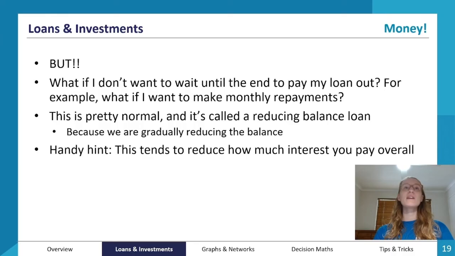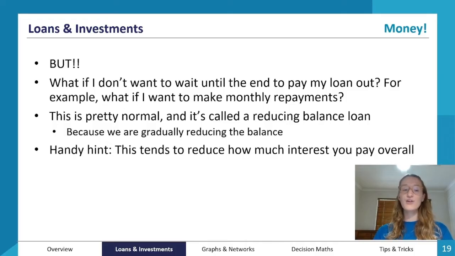But, so we've been talking about compound interest, but what if we don't want to wait until the end to pay my loan out? We've been talking about scenarios where we have a loan and the interest accrues over 2 years, for example, and then we've got this lump sum and then you pay it out. But what if, for example, we wanted to make monthly repayments instead, which is actually quite normal for loans in real life. People often make weekly or monthly or fortnightly repayments on a car loan or a house loan. And that gradually reduces the balance of the loan over time rather than just paying it out all at the end.